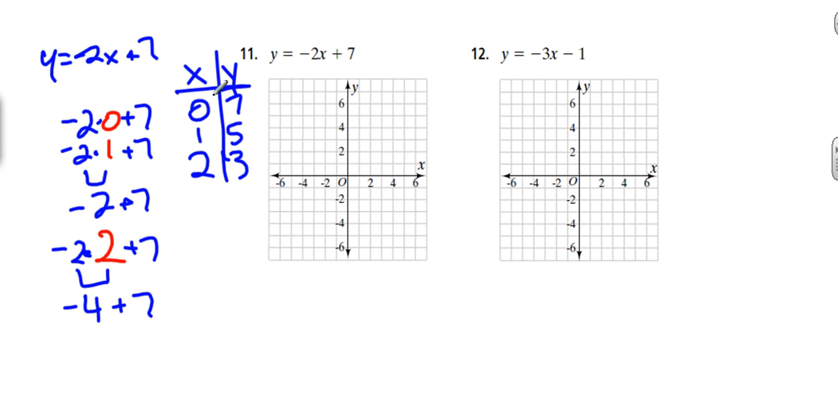So we have 3 points here. We have 0, 7, which would go up here. We have 1, 5, which would go a little bit lower. And 2, 3, which would go right here. We have 3 points. It looks like they make a straight line. And there you go.